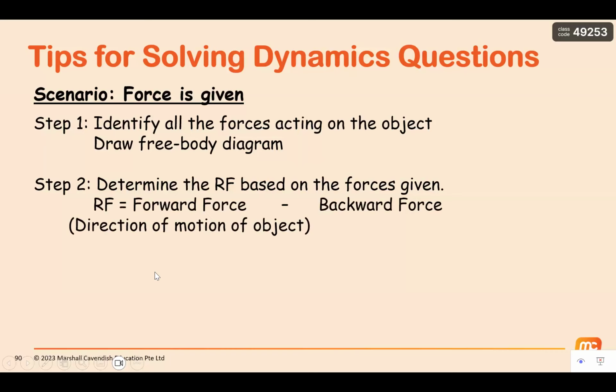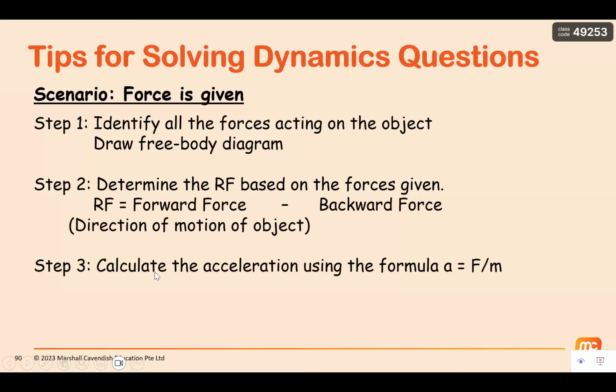Okay, and after I've determined the resultant force, the resultant force is determined using forward force minus backwards force. After I've determined the resultant force, I can use the formula F equals ma to determine my acceleration. Usually, if force is given, they will ask you to describe the motion. If motion is given, they will ask you to find the force. So now, since force is given, they will ask you to describe the motion or find the motion. So most probably, with a resultant force, there will be an acceleration. So use the formula, acceleration is force over mass, to determine the acceleration.